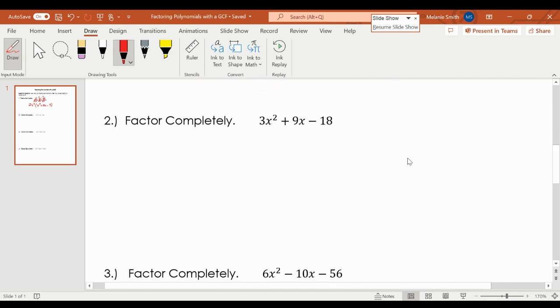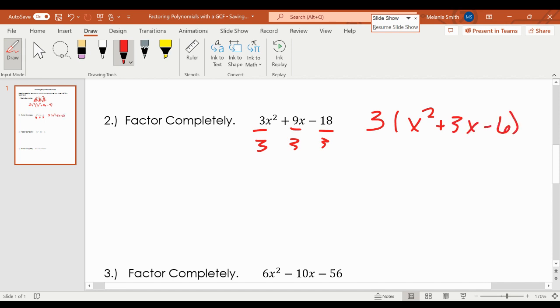All right, so let's take a look at another example. The first thing that pops out at me is all 3 of these things are multiples of 3, so I can definitely factor a 3 out of each one. I'm going to write that over here just to save some room. So I'm going to put the 3 on the outside of the parentheses. That gives me x squared plus 3x minus 6.